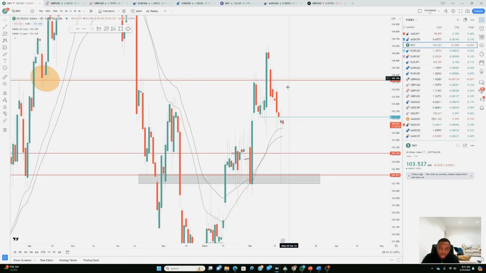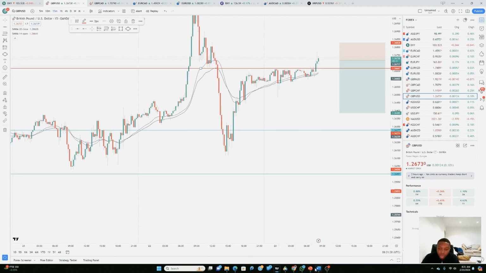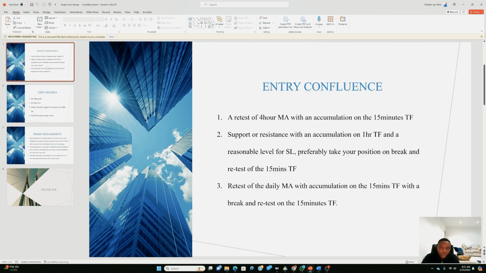I was thinking it's going to push all the way up, but remember, one of our conferences said we should wait. The best thing is to wait for a retest of the 15 minutes time frame. Let's go back to it. It's just about following rules, guys. Just follow the rule. It said support or resistance with an accumulation on the 1 hour time frame and a reasonable level for stop loss. Preferably take your position on the break and retest of the 15 minutes time frame.